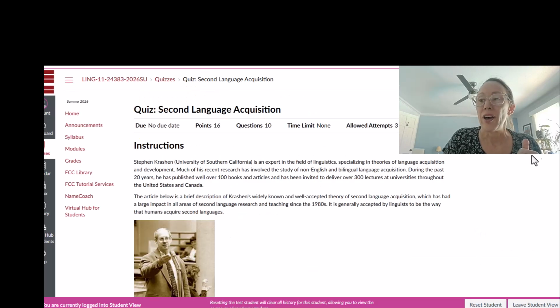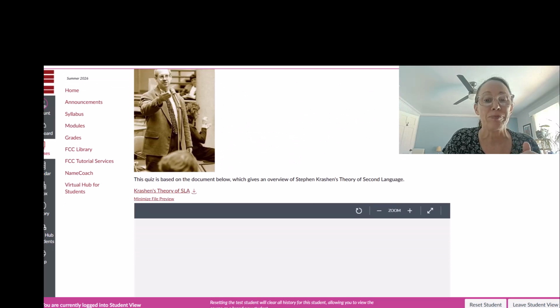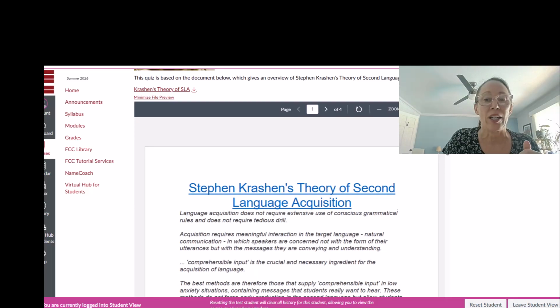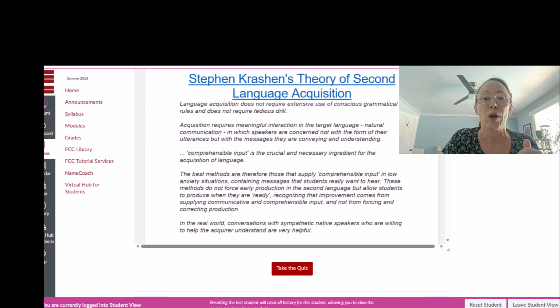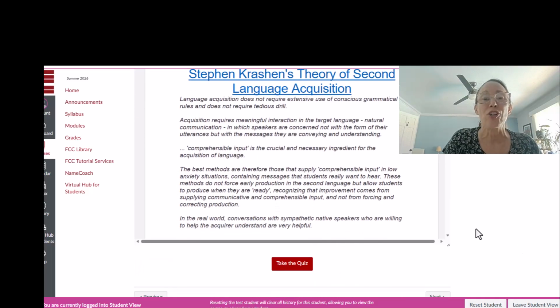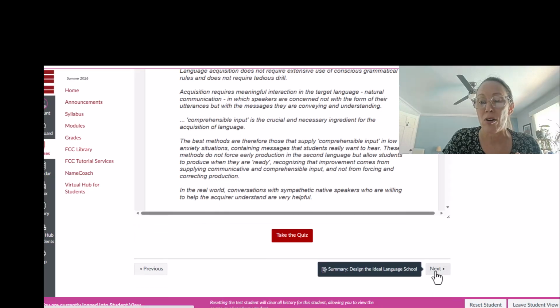So the first quiz is just a general quiz on second language acquisition. And I've got an article here for you about Stephen Krashen. He is sort of the godfather of second language acquisition theory, the way that we understand how humans acquire a second language. So I've got some information here, and that is what the quiz is based on.